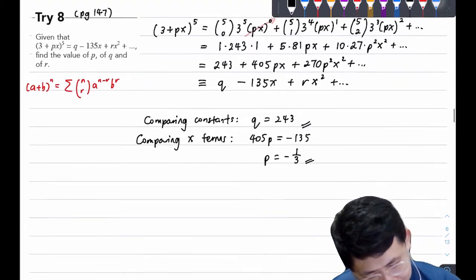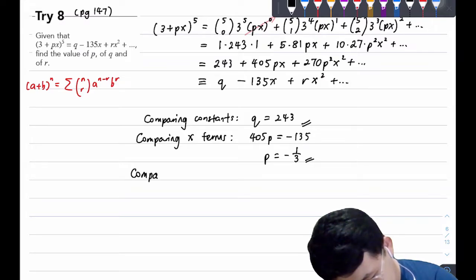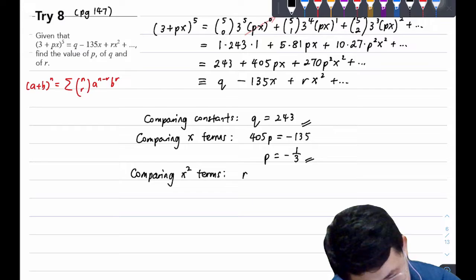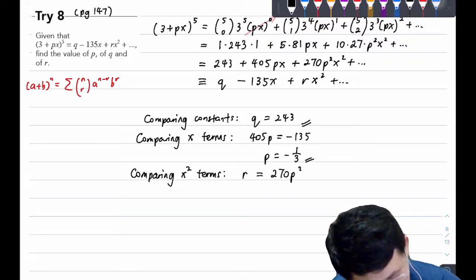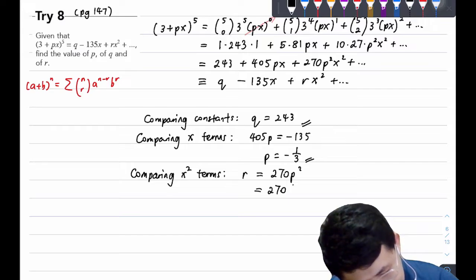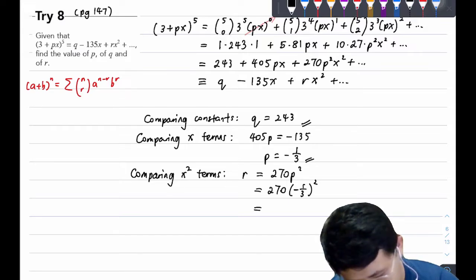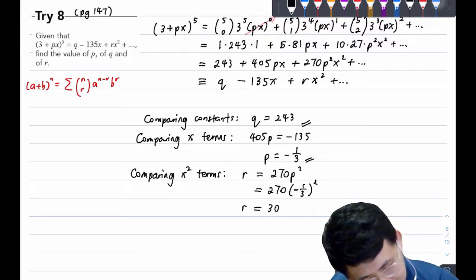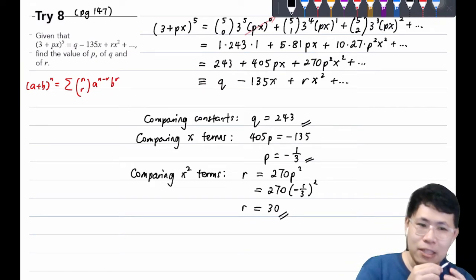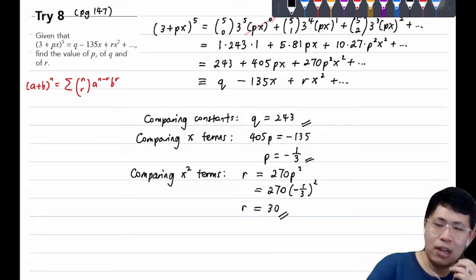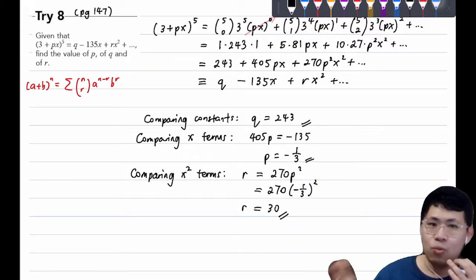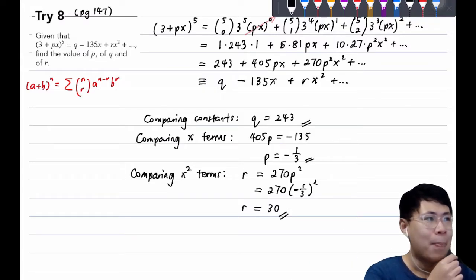Okay, so next let's compare x square terms. So this is like polynomial, comparing terms. Compare x squared terms. So I have r is equal to 270p squared. So this will be 270 times p squared. So r is going to be equal to 30. Okay, so we expand and then we compare terms to evaluate. So the first kind, try 7, is expand. Second kind is there are some unknowns, we can expand and compare coefficients.